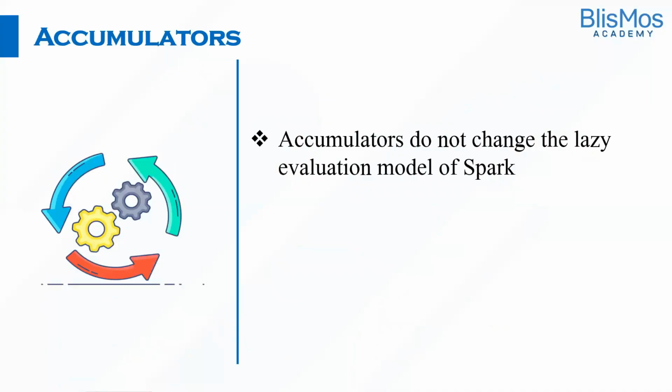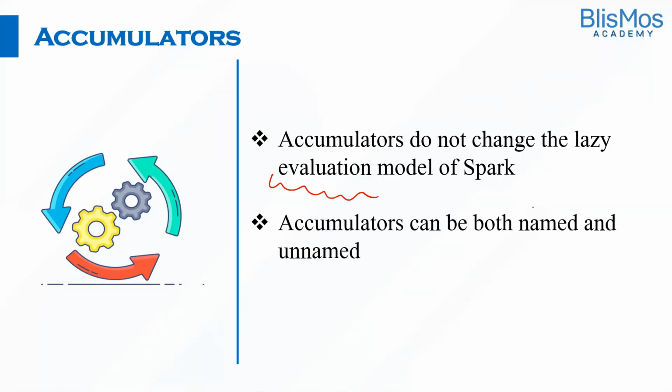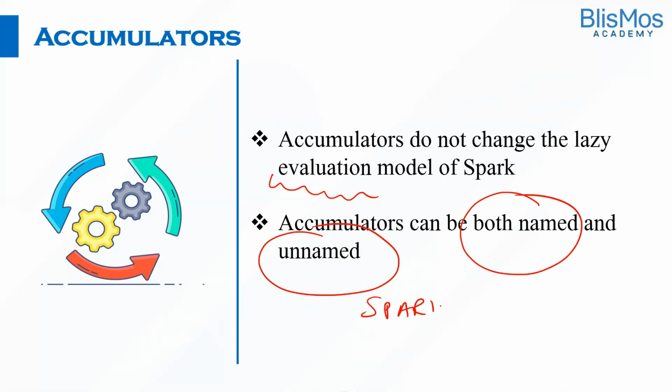Accumulators are one of the distributed variables. Just because accumulators are mutable, that will not change anything about the way Spark is working. It is still lazily evaluated. Accumulators can be both named and unnamed. If it is named, the accumulator will display its running results in the Spark UI. If it is unnamed, it will not display its name in the Spark UI.